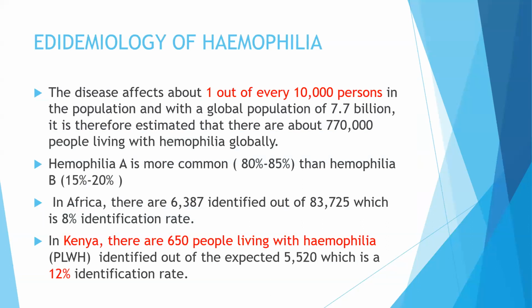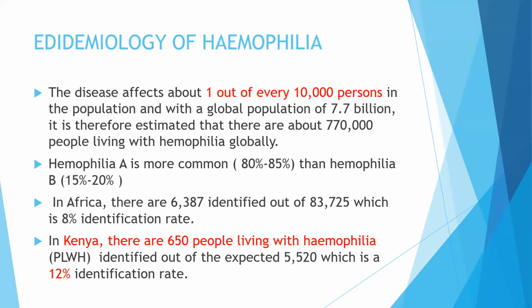Epidemiology of hemophilia. The disease affects 1 out of every 10,000 persons in a population. Globally, with a population of 7.7 billion, there is an estimate of 770,000 people living with hemophilia. And hemophilia A is common. In our registry, almost 80% of our patients are hemophilia A, and 20 to 25% are hemophilia B. We do not have so many patients with hemophilia B.